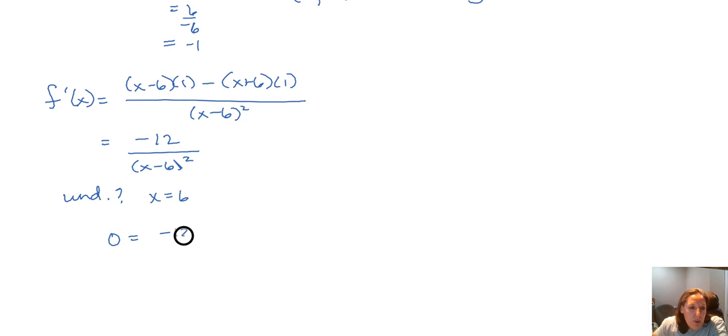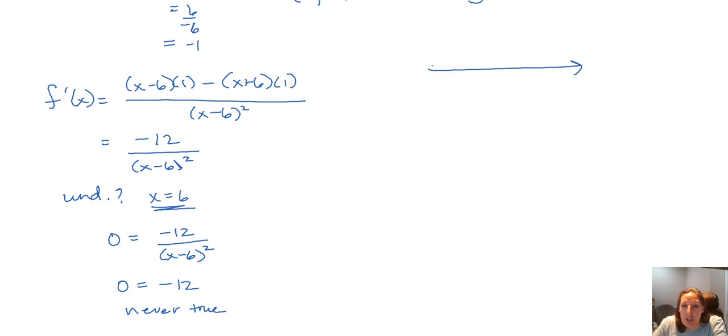And if we try to set this equal to 0, multiply both sides by that denominator, we're going to get 0 equals negative 12. That is never true. So that means that there are no critical values. That means there will be no max or mins, but we do still have to see whether this is increasing or decreasing, and that can happen at x equals 6. It can change.